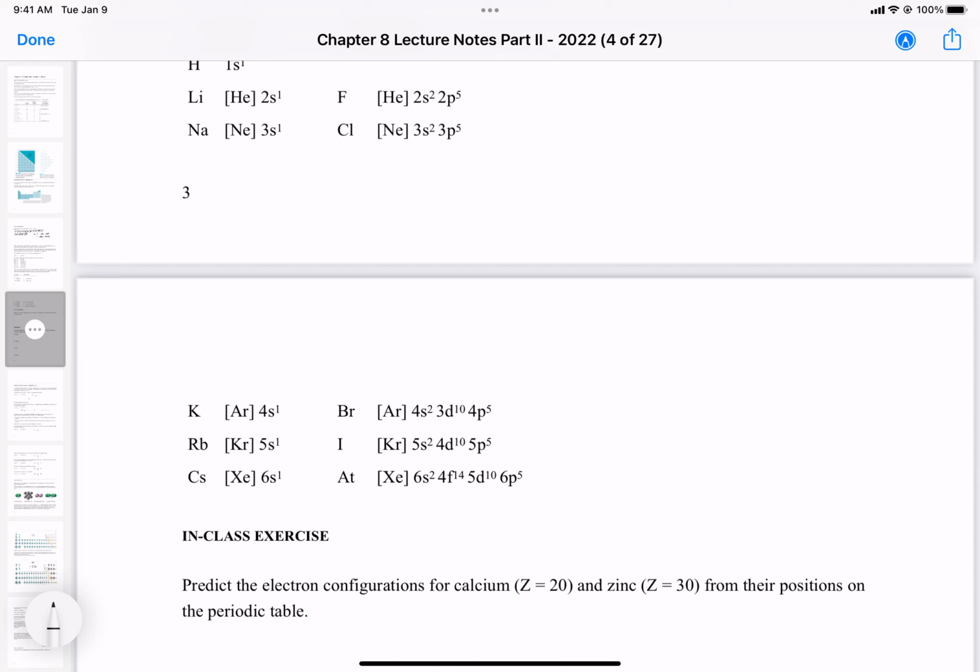So what comes in between them, the 4f and the 3d, 4d, those are considered still the lower energy levels, so they're not considered the valence shell. So that's why we don't consider them in the pattern here.